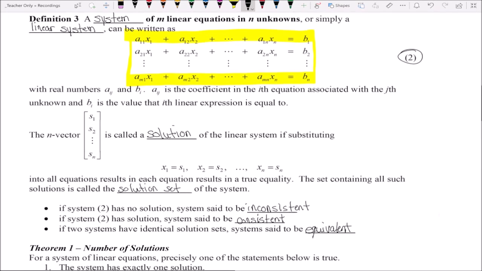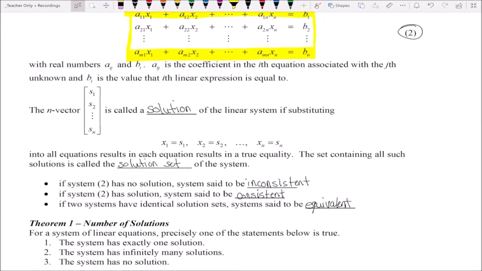A property, theorem 1, number of solutions. This was already mentioned. For a system of linear equations, precisely one of the statements below is true. The system has exactly one solution. The system has infinitely many solutions. The system has no solutions. So for any given system, only one of these three statements can be true. In other words, given any system, it'll have either one solution, an infinite number of solutions, or no solution.